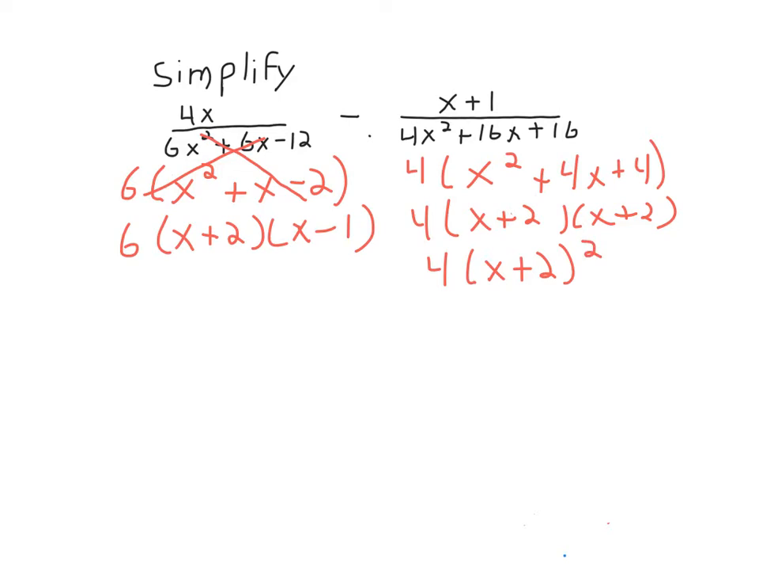So I've factored both denominators, and again I'm going to cross this out so we don't get confused by it. And now I'm going to use these factors to find our least common denominator.